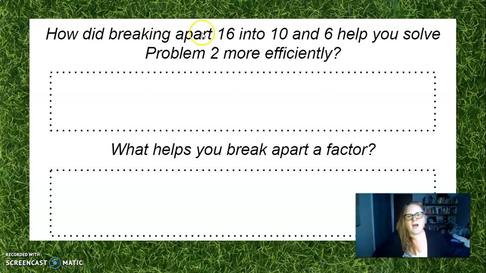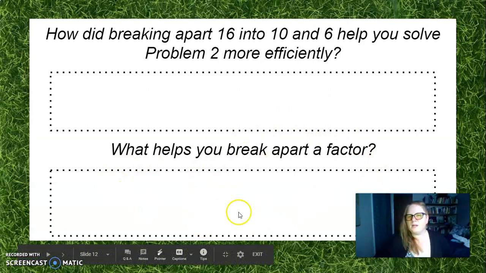All right, so how did breaking apart 16 into 10 and 6 help you solve problem 2 more efficiently? So you tell me. What helps you break apart a factor? You tell me. What do you think? What helps you break apart a factor?